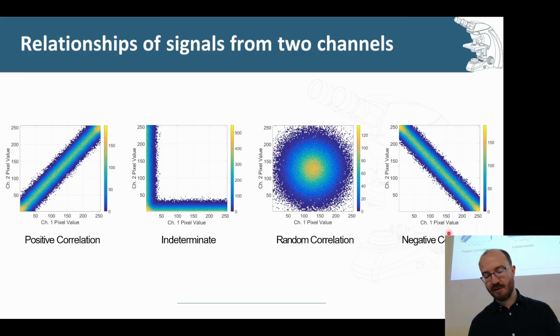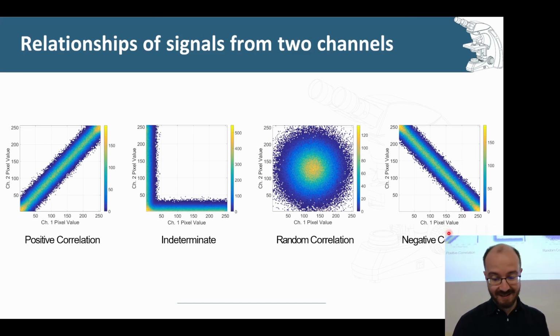Okay, and then you get negative correlation, which I've personally never seen in imaging in biology, but theoretically, negative correlation would be that if the one goes up, the other one goes down.